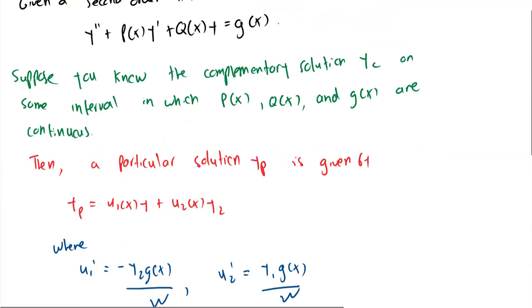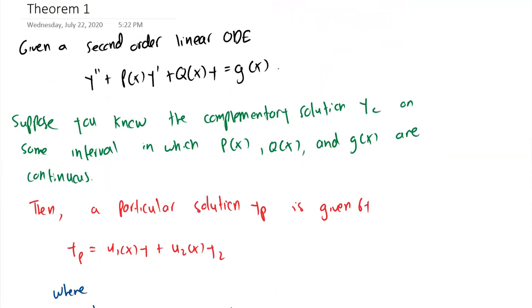Now I'm going to summarize the whole process in this theorem, right? So again, given a second order linear ODE in this form, where whatever is multiplying the y double prime is just 1, suppose that we know the complementary solution y sub c. Either it's given to us or we know how to find it if the coefficients p of x and q of x are constants, right? We know how to do that. And suppose that this is the complementary solution on some interval in which p, q, and g are also continuous, right? So a common interval for the complementary solution and where p, q, and g are continuous.